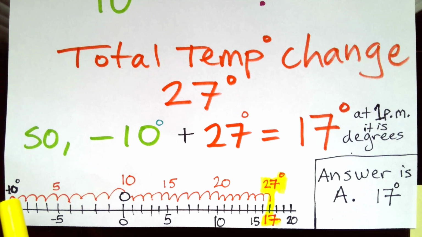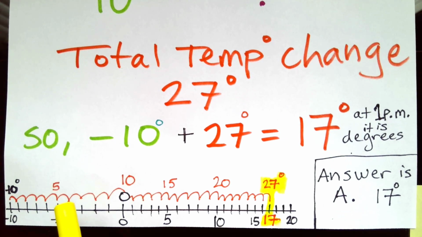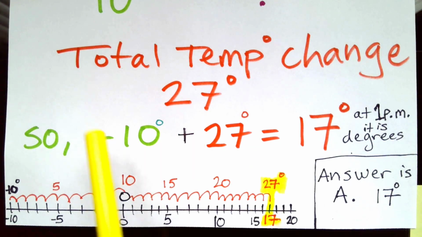So starting at negative 10, I go 1, 2, 3, 4, 5, 6, 7, 8, 9, 10, 11, 12, 13, 14, 15, 16, 17, 18, 19, 20. At 20, I'm at the 10. 21, 22, 23, 24, 25, 26, and 27. I end at 17 degrees. So that's something you can also do if you really struggle with adding and subtracting positive and negative numbers, or again, integers.